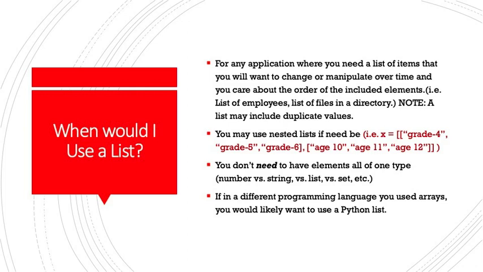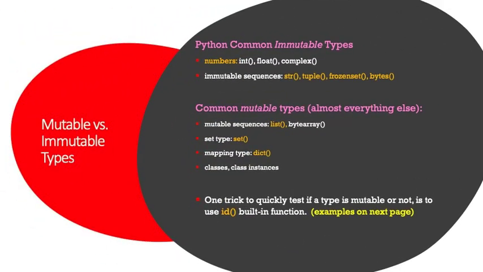You don't need to have all elements of the one type. We said by convention this typically happens, but you don't need to do that. You can have numbers and strings, for instance, in the same list. If in a different programming language you relied on arrays for a particular application, you're probably looking at using a Python list in Python.